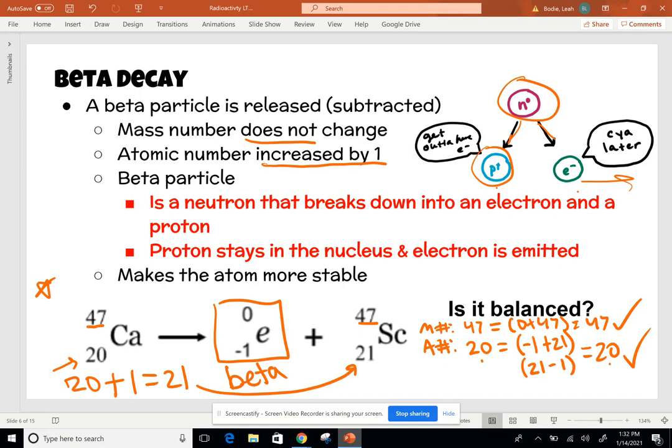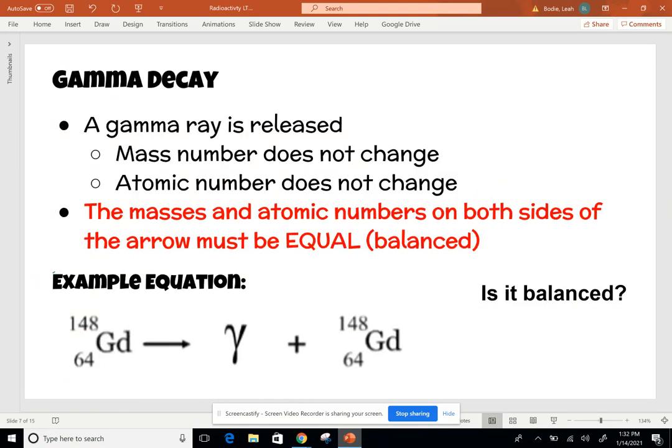All right, we're going to look at one more type of decay here. Our last one is gamma decay. So in gamma decay, a gamma ray is released. And we learned the other day that gamma rays have no mass and they have no charge. And so because of that, when something undergoes gamma decay, our mass number does not change and our atomic number does not change. And it's still important to double check. Make sure that our masses and atomic numbers on both sides are equal, that they are balanced.